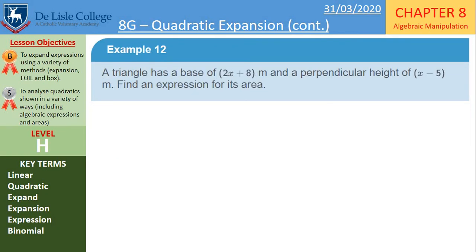Another example. We're going to copy this one down as well. This question has a context. We've got a triangle here. We're told the base is 2x plus 8 metres and a perpendicular height of x minus 5 metres, and we want to find an expression for its area. Whenever a shape is involved, it is a good idea to sketch that shape, because sometimes that makes it easier to visualise things and know what you need to do. The accuracy of the size of the shape does not matter. We are not drawing this to scale. Any triangle where we can label the base and the height will do.